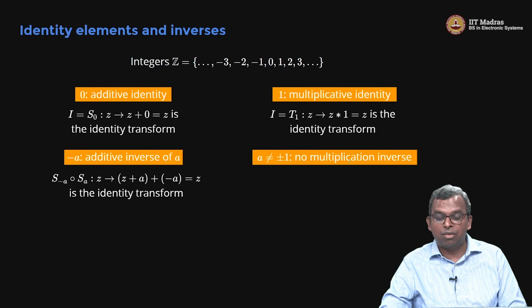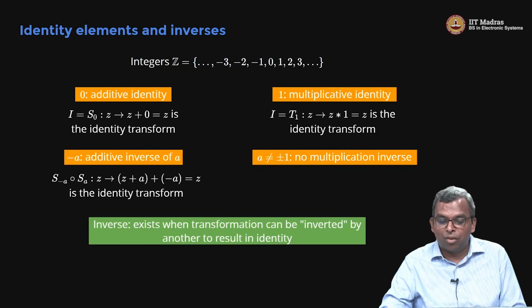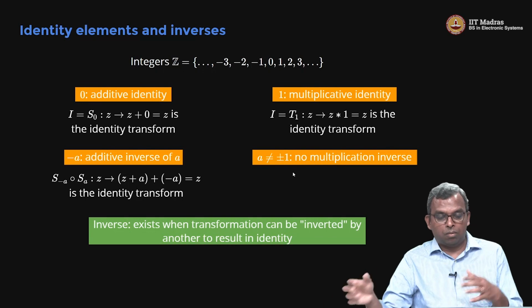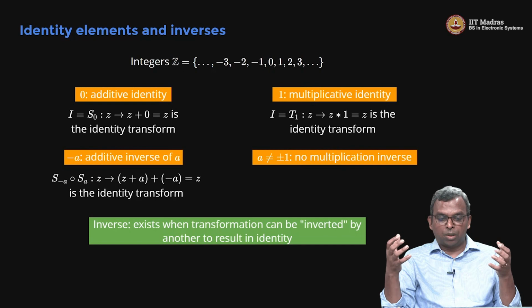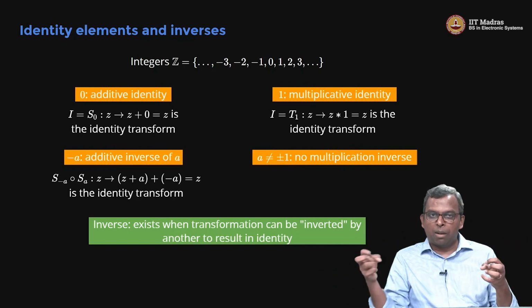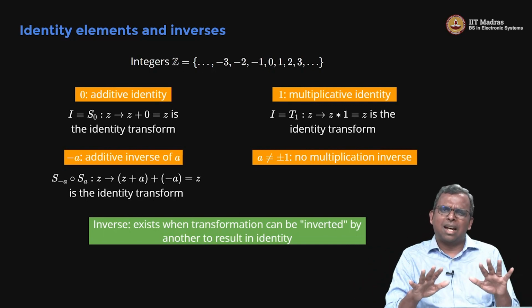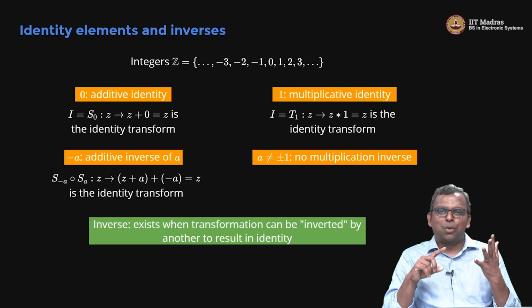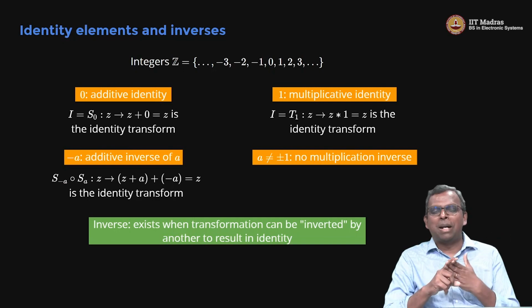For multiplicative inverse also the same story is there. In this particular case for integers, there is no multiplicative inverse unless A is plus or minus 1. So generally, an inverse exists when you can compose two transformations and get an identity. If you have a transformation, and you can compose it with another and get identity, then you have the inverse. So this is the abstract way of seeing what addition represents, what multiplication represents, what is additive identity, and what is multiplicative identity.